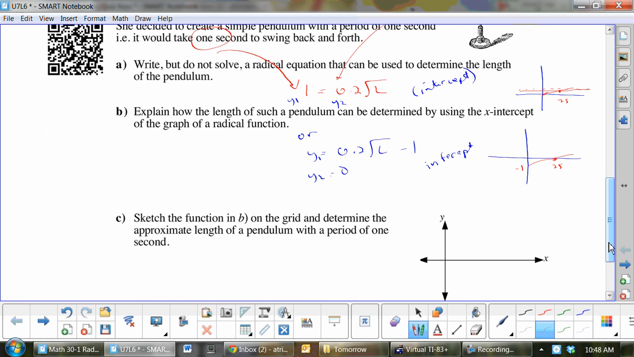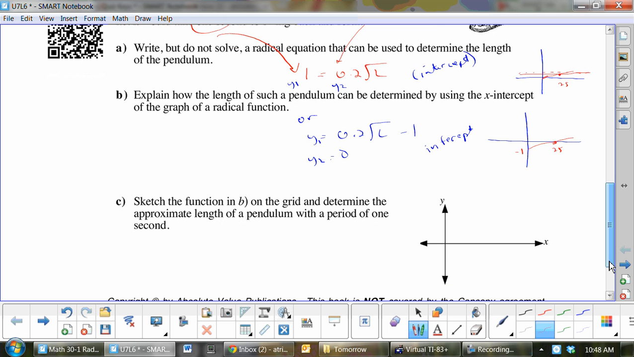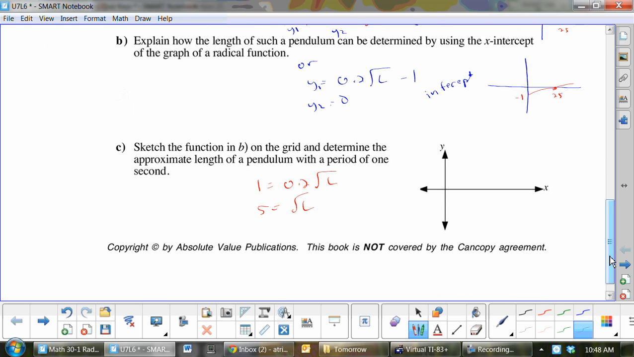Now, oh, sorry, just did the graph. Now, how could you do this one algebraically if you had 1 equals 0.2 square root L? What would you do? Divide 0.2, I'm going to get 5 equals square root L. Square both sides. 25 equals L.